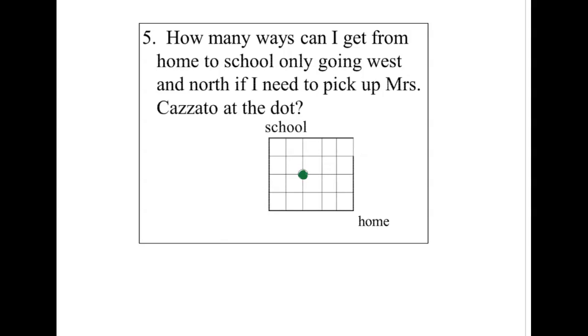So I consider this to kind of be 2 different problems. I need to go from home to the green dot, and I'm only going to travel the same way, west and north. So from home to the green dot, I have to go west 3 blocks and north twice. So that's to go from home to pick up Mrs. Cazzato. Then, from picking up Mrs. Cazzato to school, I have to go west twice and north twice. So this is 2 distinguishable permutations.